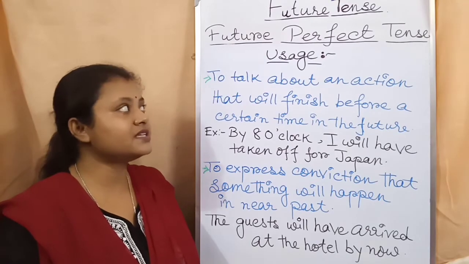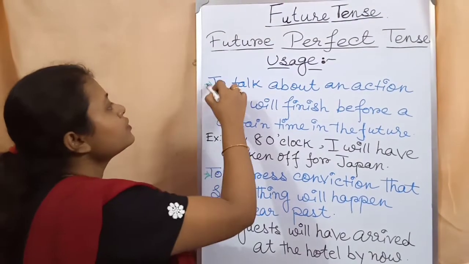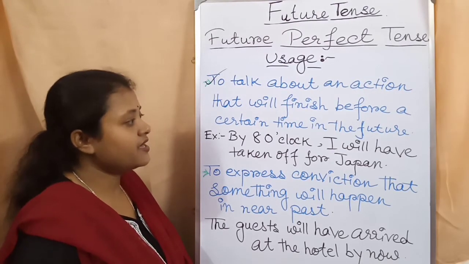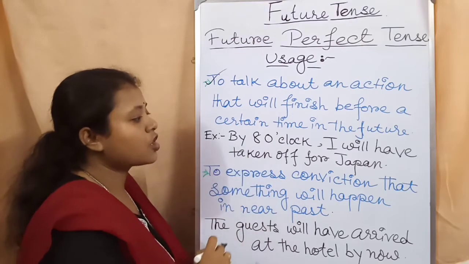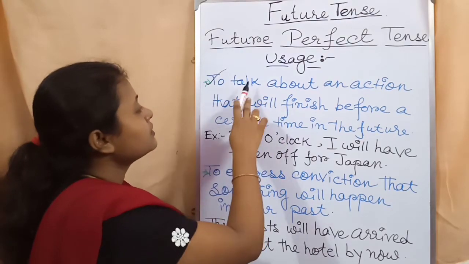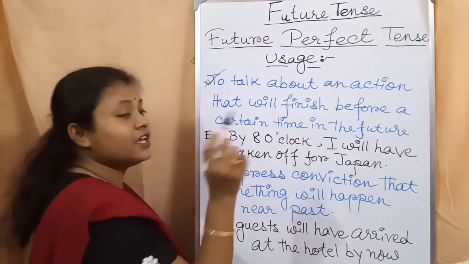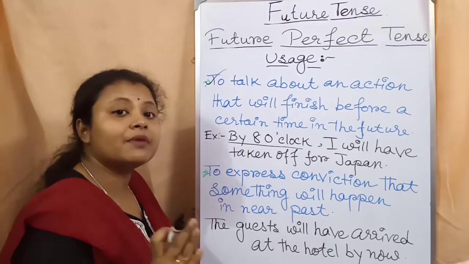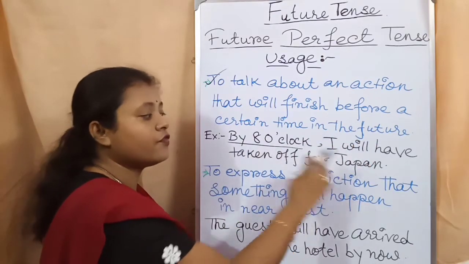Now students, we will discuss the different usage of future perfect tense. To talk about an action that will finish before a certain time in the future, we use future perfect tense. Example, by 8 o'clock I will have taken off for Japan. Okay, so here we are talking about an action that will finish before a certain time in future. What is a certain time? By 8 o'clock. That is a time which will come in future. I am talking about this time. In future, by 8 o'clock, I will have taken off for Japan.